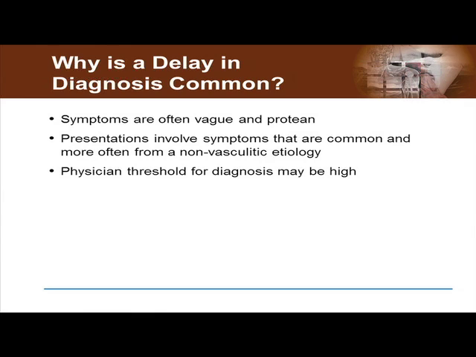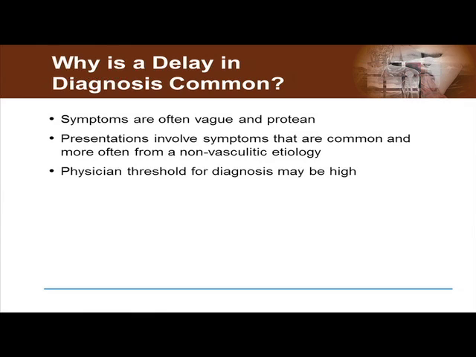The most likely cause for this is that symptoms are often vague and protean, especially in the early stages of vasculitis. Patients may present with non-specific symptoms such as low-grade fever, weight loss, malaise, myalgias, not really pointing to a specific organ system or a particular etiology.